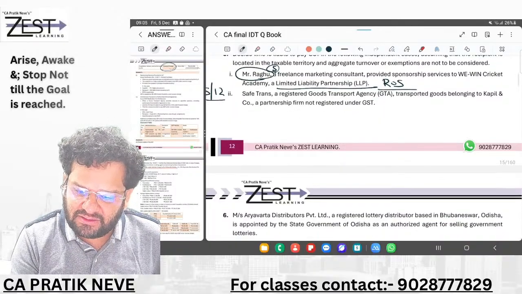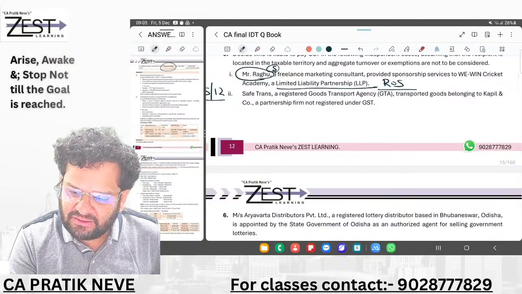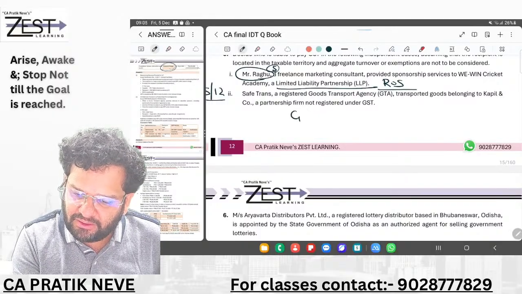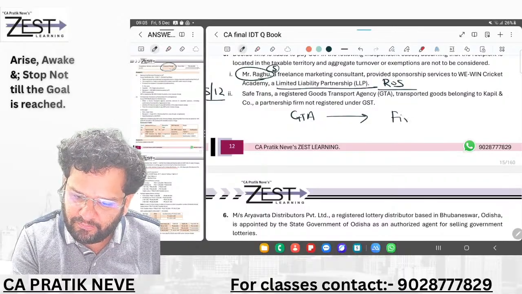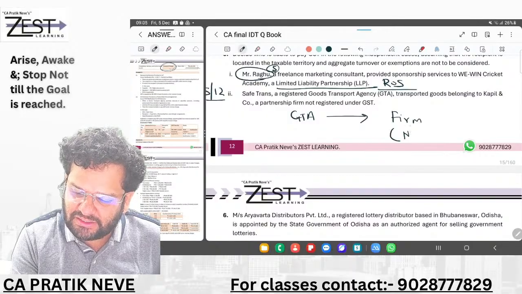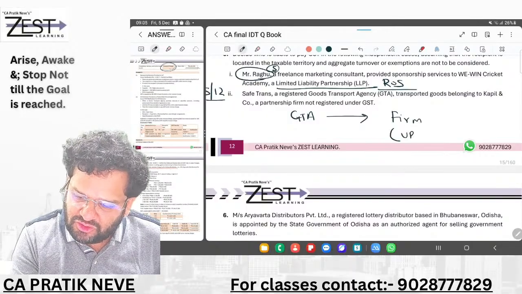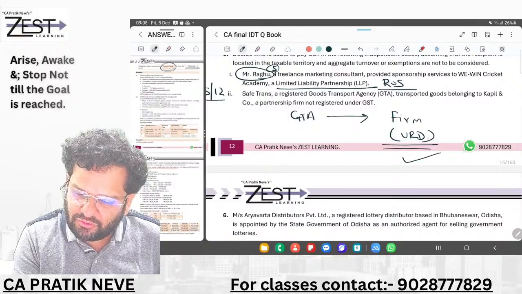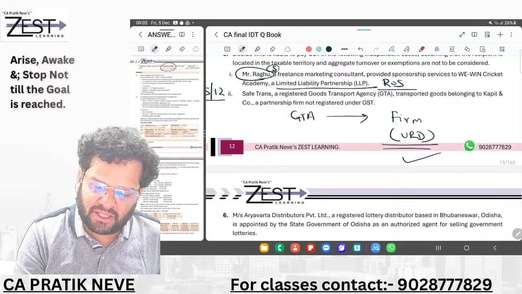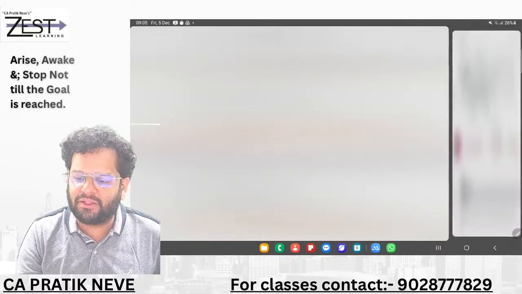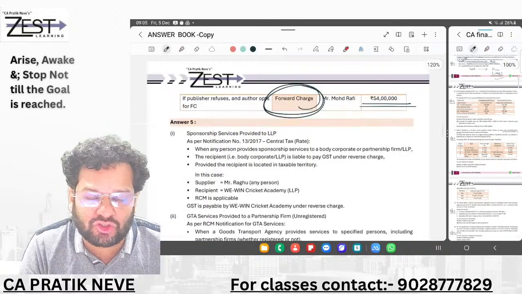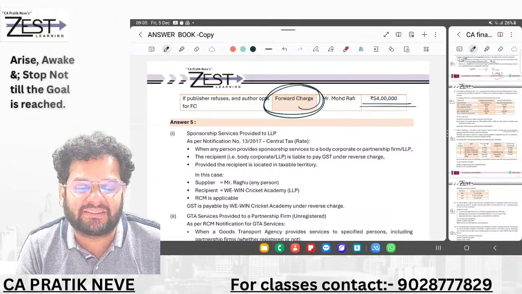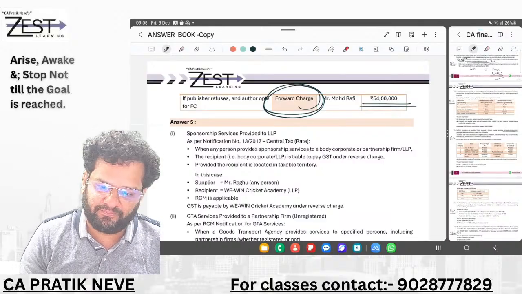Safe Trans, a registered GTA, transported goods. So the GTA is giving services to a firm. The firm is not registered under GST, URD. So basically in this case also it will be reverse charge mechanism. The recipient of supply will be liable to pay GST. I'm assuming that the GTA has not exercised the option of paying tax at 12% under FCM.